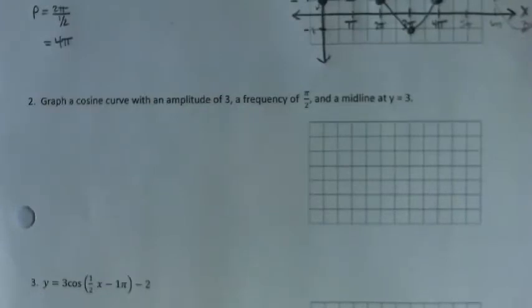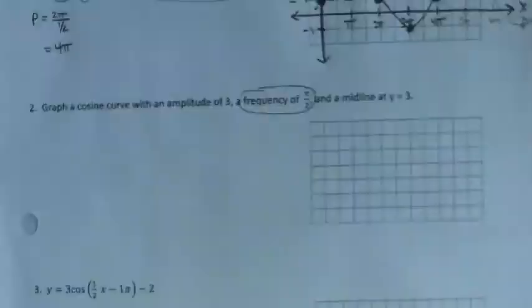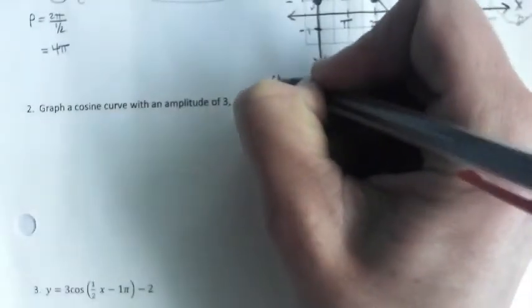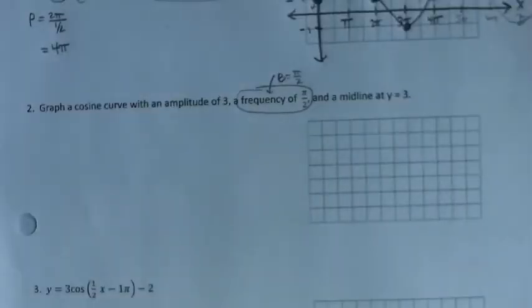Graph a cosine curve with an amplitude of 3, a frequency... Frequency is what? We'll talk about that again. B. So B equals pi over 2. And a midline at 3. So they don't mention whether or not there's a phase shift. You could insert one if you wanted to, but I don't think anyone in their right mind would make it more complicated by doing that, so we'll just assume that the phase shift is none. Yeah?